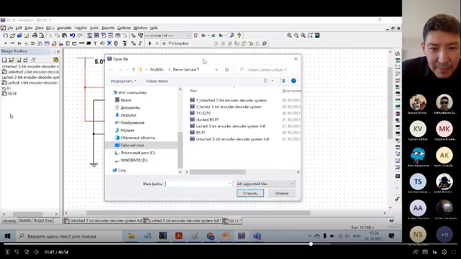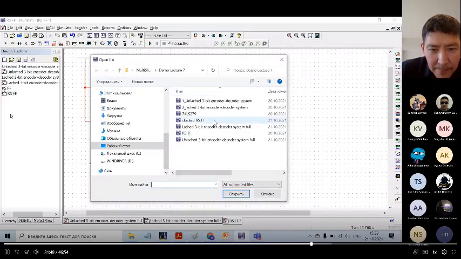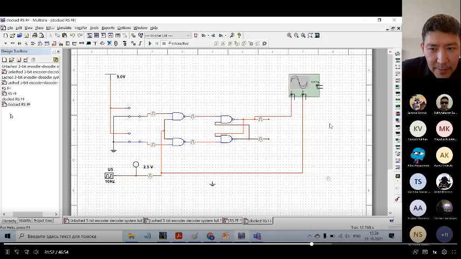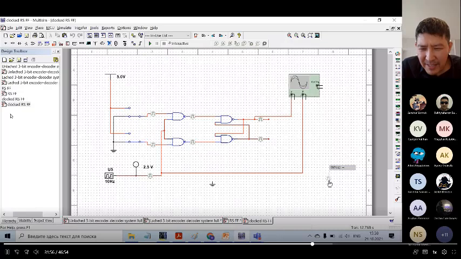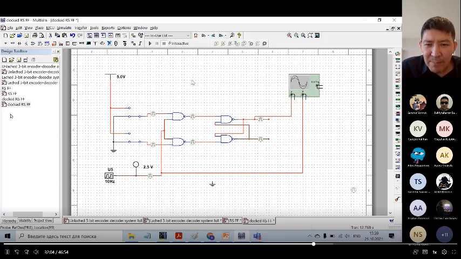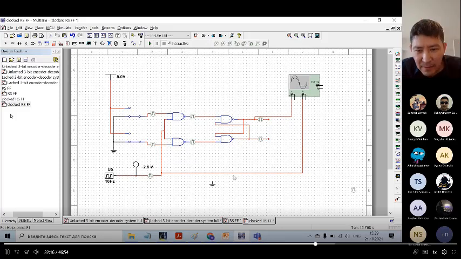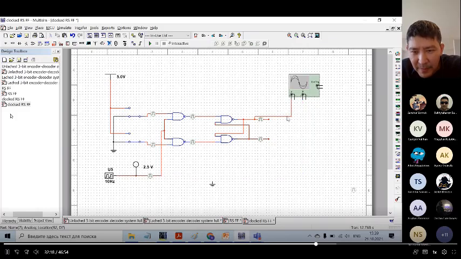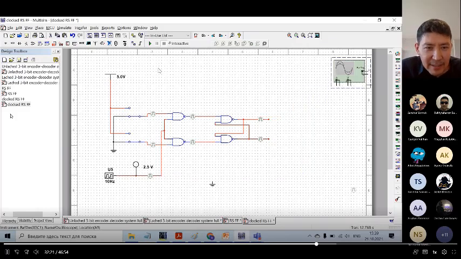Can you see my Multisim? Yes. Okay, so guys, I tried to test this one, but for some reason it has some bugs, some errors. I could not figure out why, but it works, though it should work in a real hardware version. But anyway, let me remove this wire and let's start.